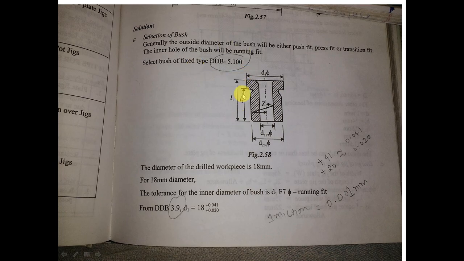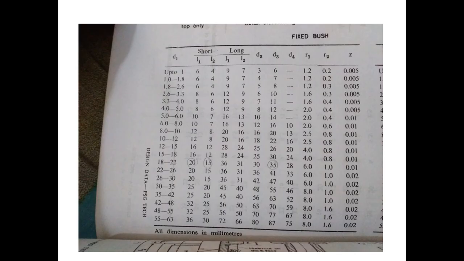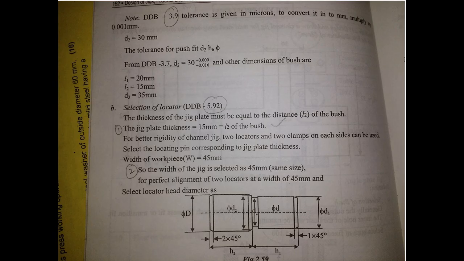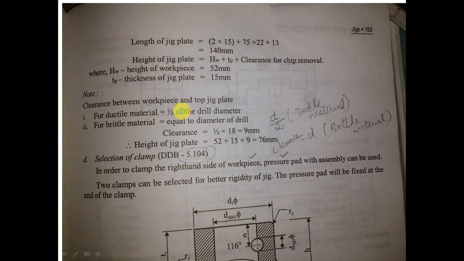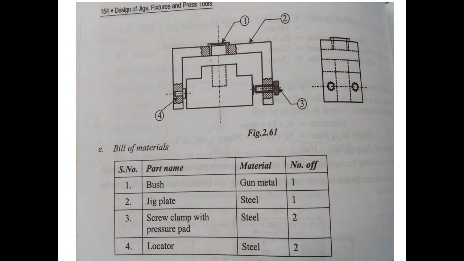We found out what L1 is, what L2 is, what D1 is, what D2 is, and also we know what D3 is. Fine. Now we'll go to the second part. We'll go for the selection of the locator. Locator, I hope you remember, will be on the left side of the channel jig. So you may require two locators. One locator can be seen here, the other locator will be on the other side. So the selection of the locator.